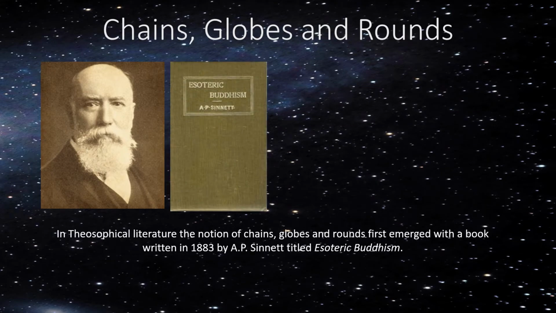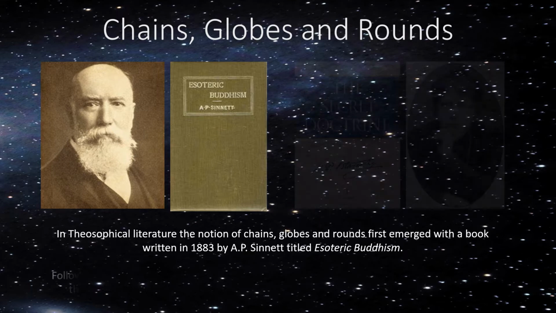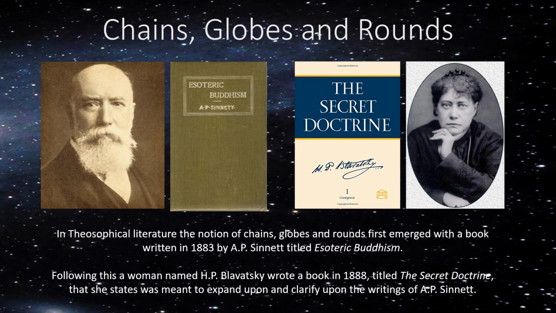In theosophical literature, the notion of chains, globes, and rounds first emerged with a book written in 1883 by a man named A.P. Sinnett, and his book was titled Esoteric Buddhism. Following this, a woman named H.P. Blavatsky wrote a book in 1888 titled The Secret Doctrine that she states was meant to expand upon and clarify the writings of A.P. Sinnett.